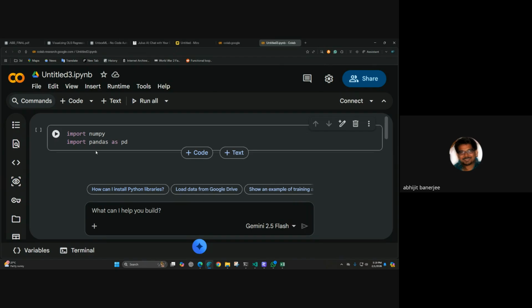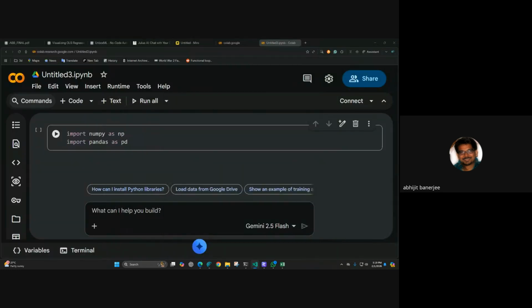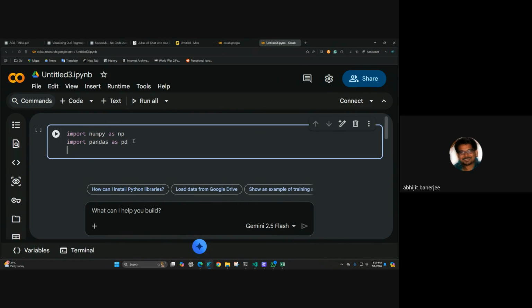So I have given the pandas library a name, because every single time I will be calling the pandas library, I might have to call it pandas dot something, pandas dot that. Pandas is the big name, so I just shortened it. Similarly, I can do the same thing over here as NP. So import numpy as NP. So now I have imported that.